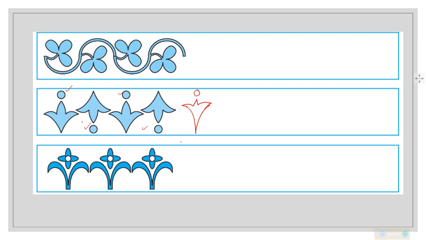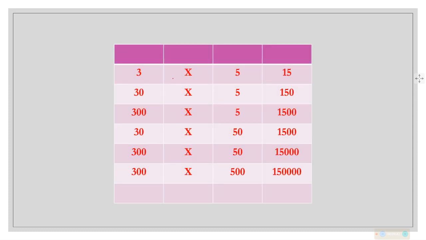You will do it in your textbook. The next pattern is asked here. If it comes to mathematics, if I write 3, 30, 300, something like that, and if I write 5, 50, 500, a pattern is followed in the numbers also. A particular pattern is followed.